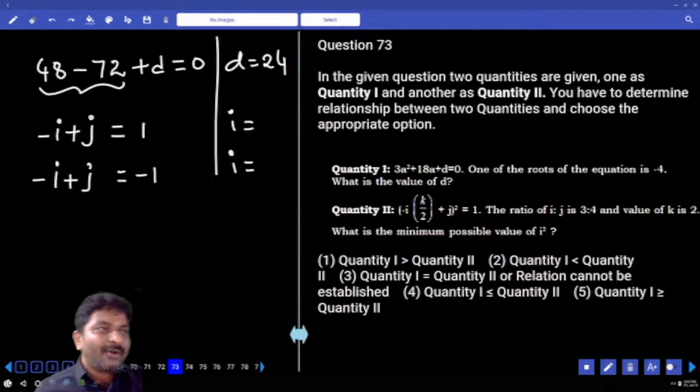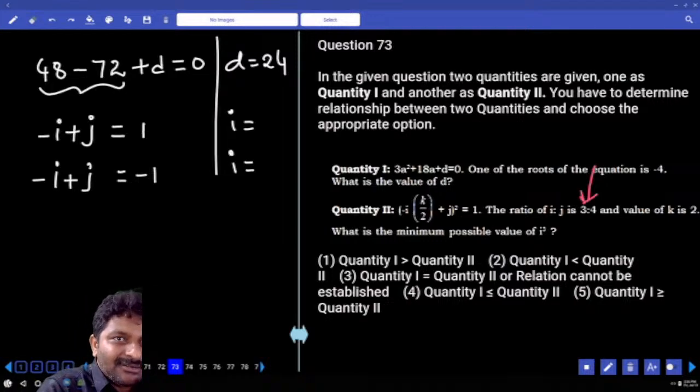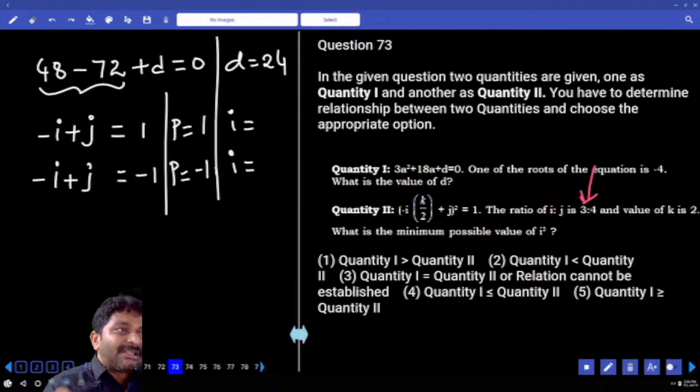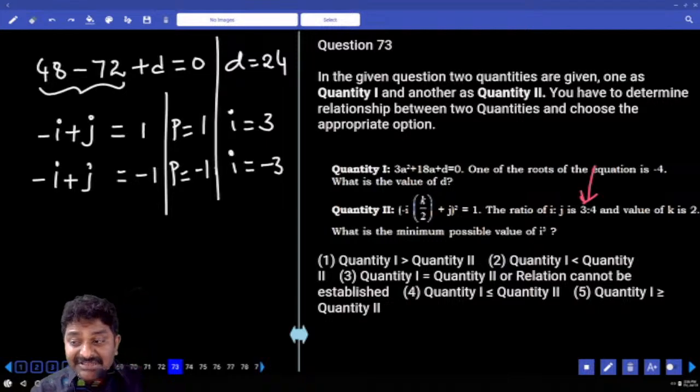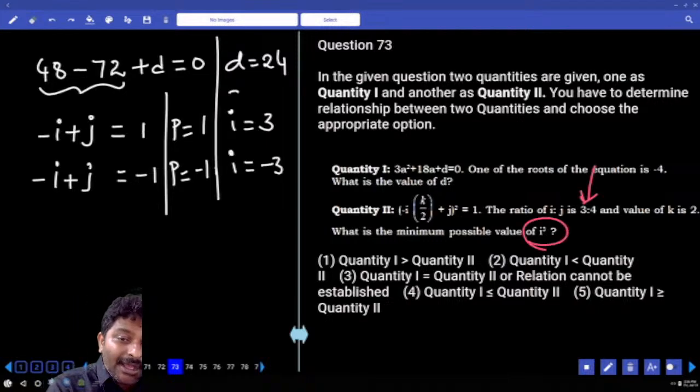Two possibilities we are going to get. What is I value? How many parts is it? 3 parts. What is going to be 1 part value? P is equal to either plus 1 or it may be minus 1. If P is plus 1, I is equal to 3. If P is equal to minus 1, I is equal to minus 3, but now the question is about I cube. I cube, 3 cube, minus 3 whole cube.